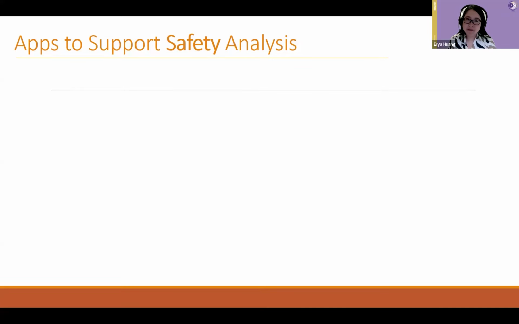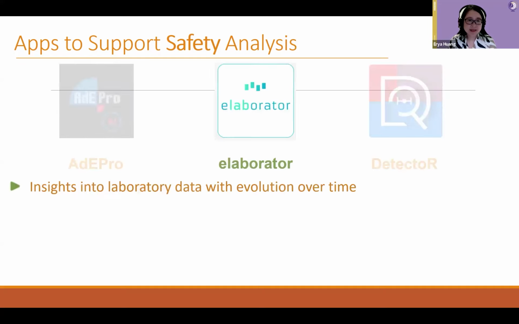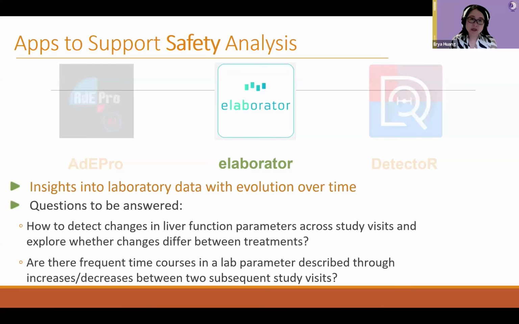I hope I have more time to introduce each app in detail, but I have to move on. The second app I would like to introduce that supports safety analysis is called Elaborator. It provides insight into lab data with evolution over time and helps answer questions such as how to detect changes in liver function parameters across study visits and explore whether changes differ between treatments.